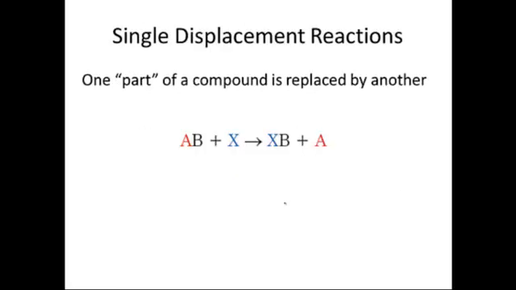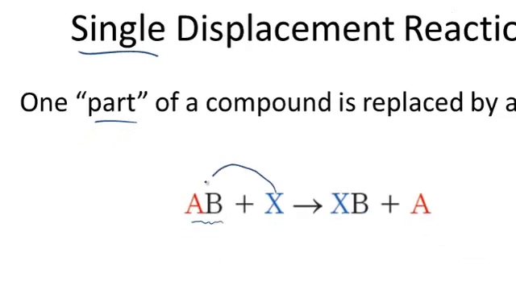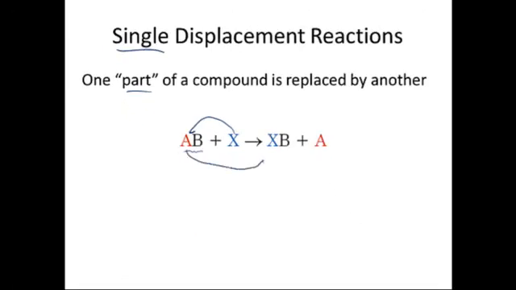We're going to look at single and double displacement reactions, which are far more common than either combination or decomposition reactions. In a single displacement reaction, one part of a compound is replaced by another. So you have a compound A bonded to B. And what happens is X comes in and knocks A out. So X takes the place of A. X is displacing A, and so A is now no longer part of the compound, and X is.